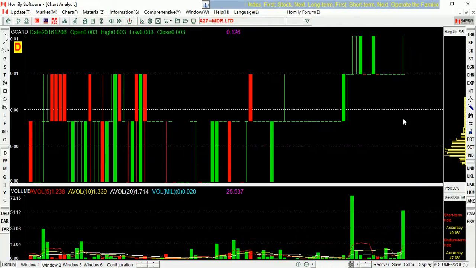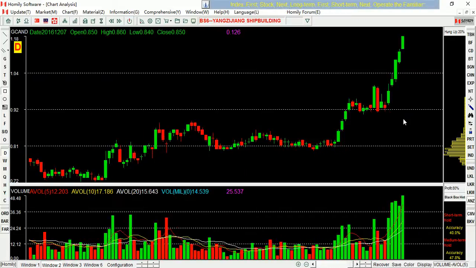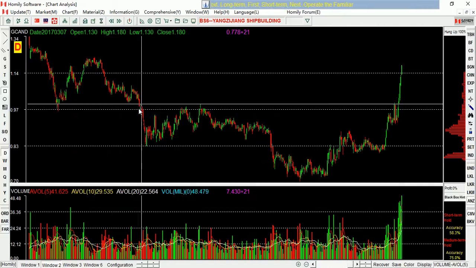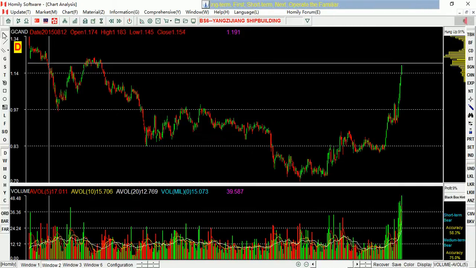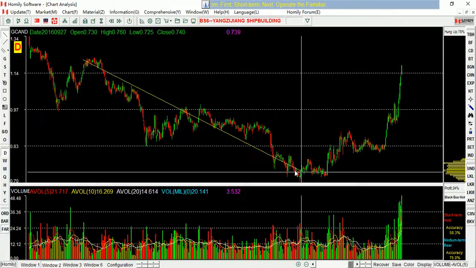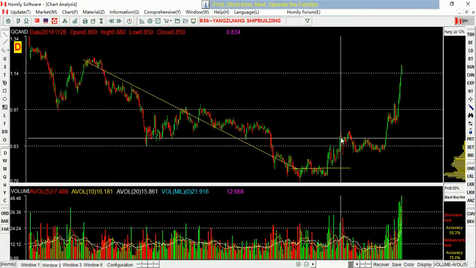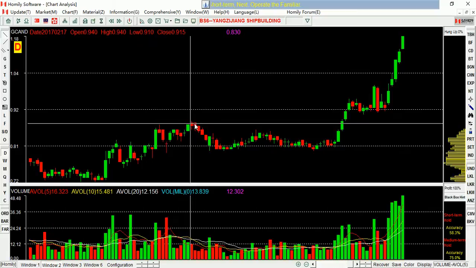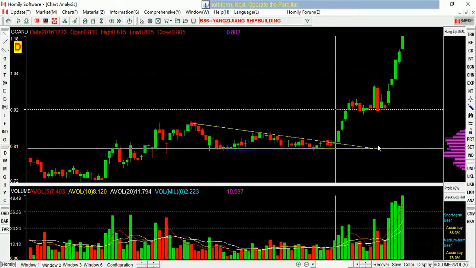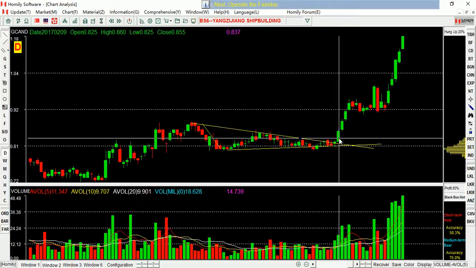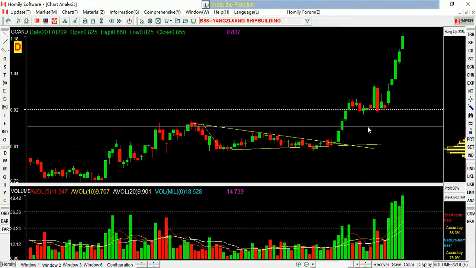So we can see the next one. This one is also strong, right? Yangzijiang. Why is this stock so strong? Because we can see here, I already told you how to analyze. The price drop, then sideways, right? Then the price upward breakout the sideways area. So we can see this is the chart pattern. The price upward breakout the triangle pattern. So this is the good buy point, good buy opportunity. If you buy here, you still can keep it.